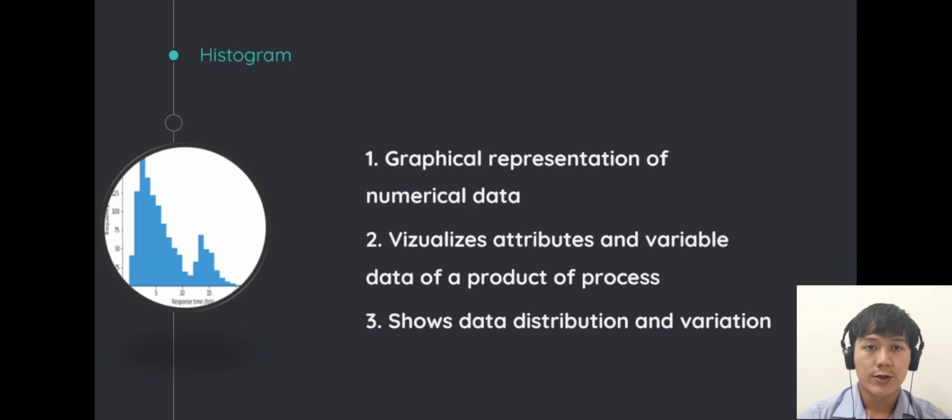What next? Histogram. It is a popular graphing tool used to summarize discrete or continuous data that are measured on an interval scale. It is often used to illustrate the major features of the distribution of the data in a convenient form. A histogram divides up the range of possible values in a data set into classes or groups.